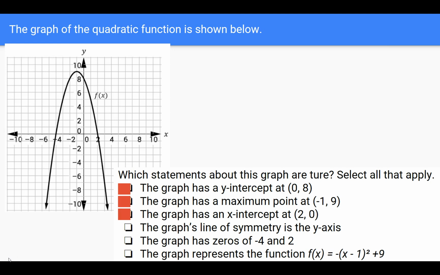All right, zeros, x-intercepts, solutions. They mean all the same thing. Is that happening at -4 and 2? Yes.